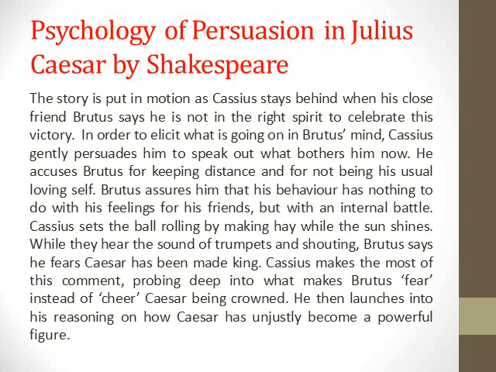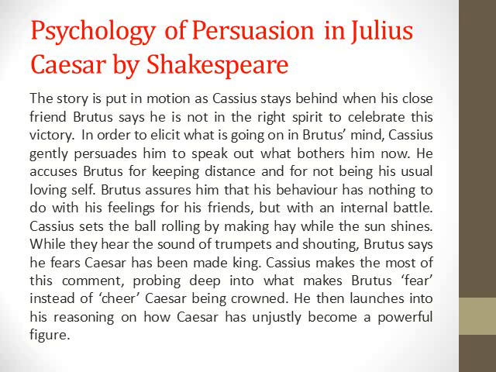The story is put in motion as Cassius stays behind when his close friend Brutus says he is not in the right spirit to celebrate this victory. In order to elicit what is going on in Brutus' mind, Cassius gently persuades him to speak out about what bothers him now. He accuses Brutus of keeping his distance and of not being his usual loving self.